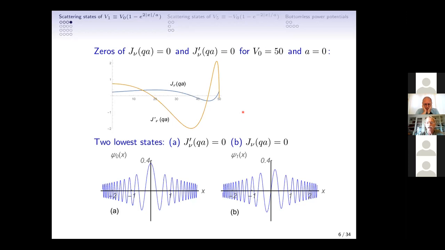And this is what the wave functions look like. So you can see that they fall off. Well, I'll say in a minute how they fall off. This is the even one. Looks perfectly normal, because the big feature about these bottomless potentials is that they oscillate more and more rapidly as you get to large x. So this is the even one, and this is the odd one, the lowest even state.